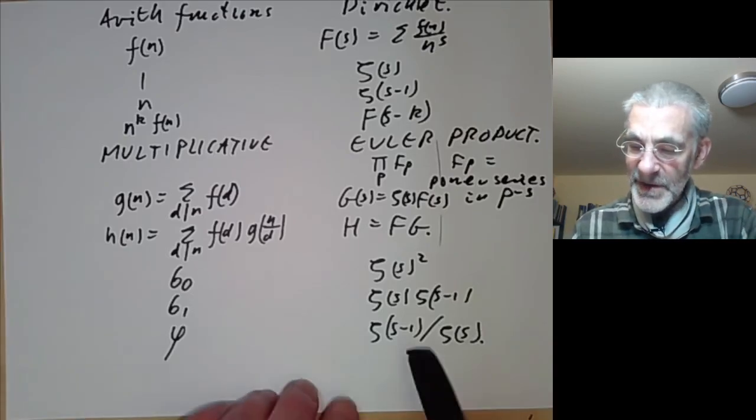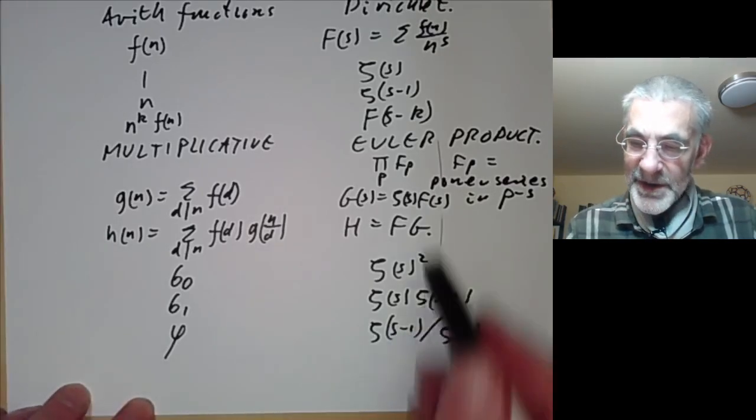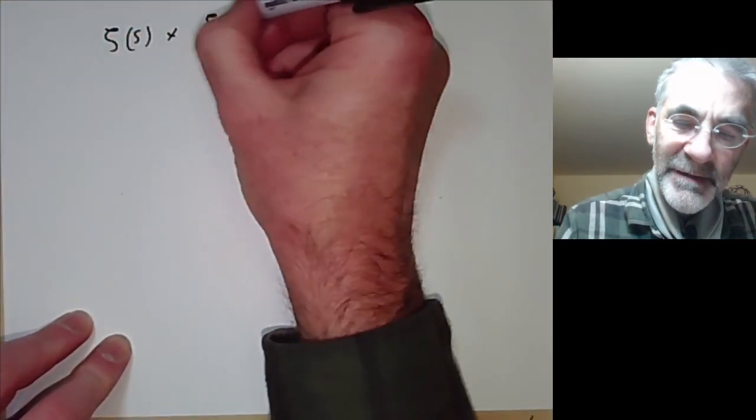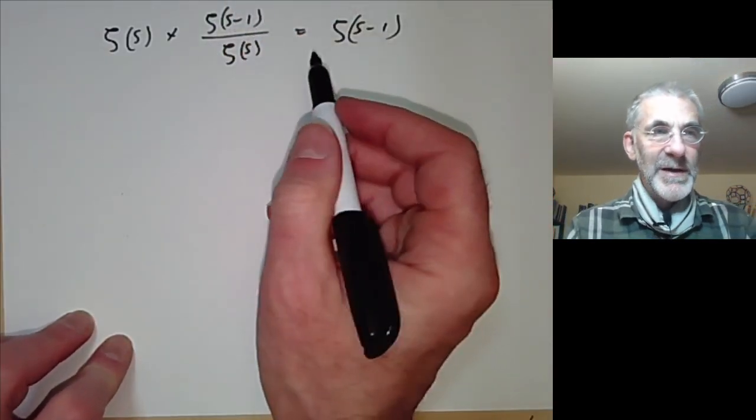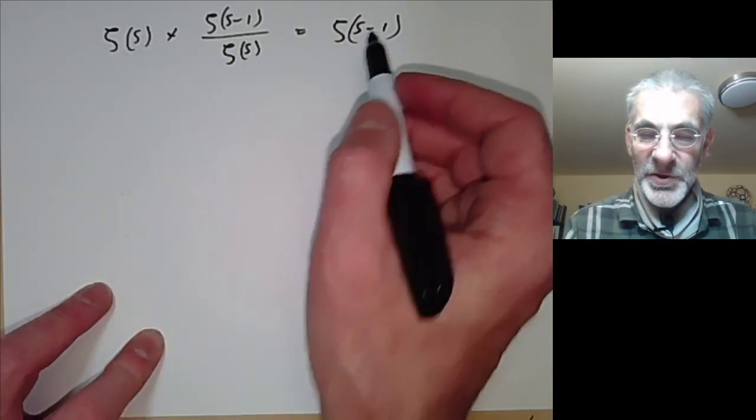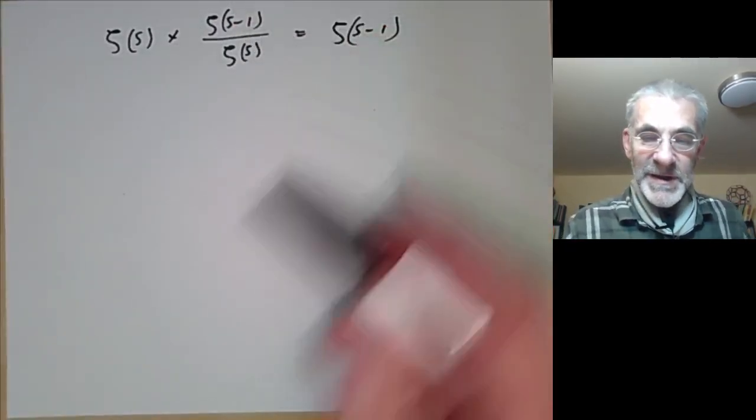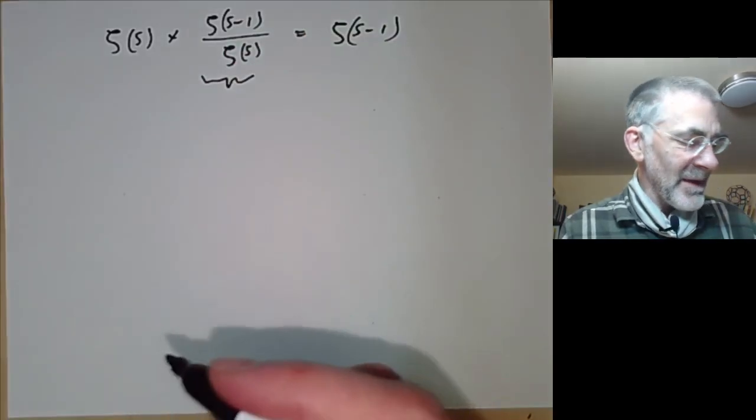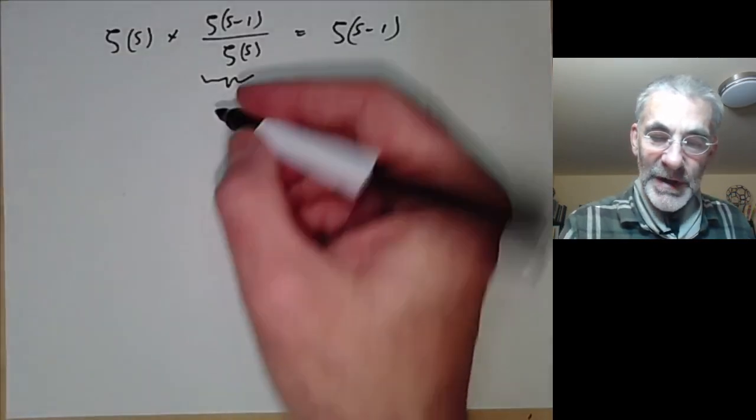So what we're going to start off with is looking at this expression and this expression. Let's start off with the following identity. Zeta of s times zeta of s minus 1 divided by zeta of s is equal to zeta of s minus 1. So this identity is completely and utterly trivial, so trivial you may wonder what is the point of writing it down. Well, let's convert this into a statement about arithmetic functions. So first of all, you remember that zeta of s minus 1 over zeta of s is the Dirichlet series corresponding to Euler's phi function.